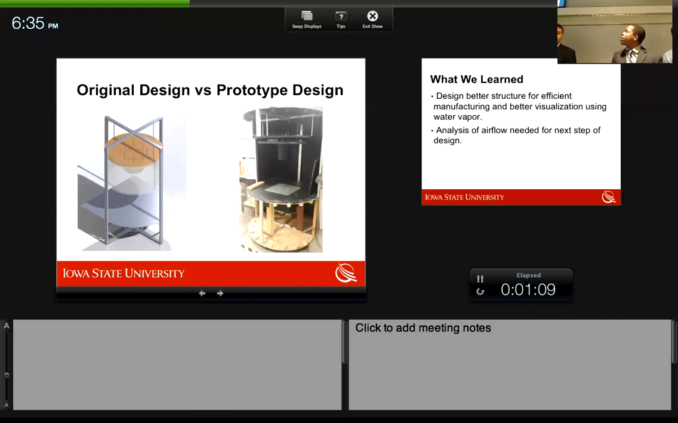Okay, so right now, this is our original design versus our prototype design. A few differences between our original and prototype. Our original design, the one we had started designing in SolidWorks, did not look attractive at all. Sending this to the Iowa Science Center would not be acceptable. So it's obviously been refurbished and it looks a lot better. And so now we'll just discuss what we've learned from this process.